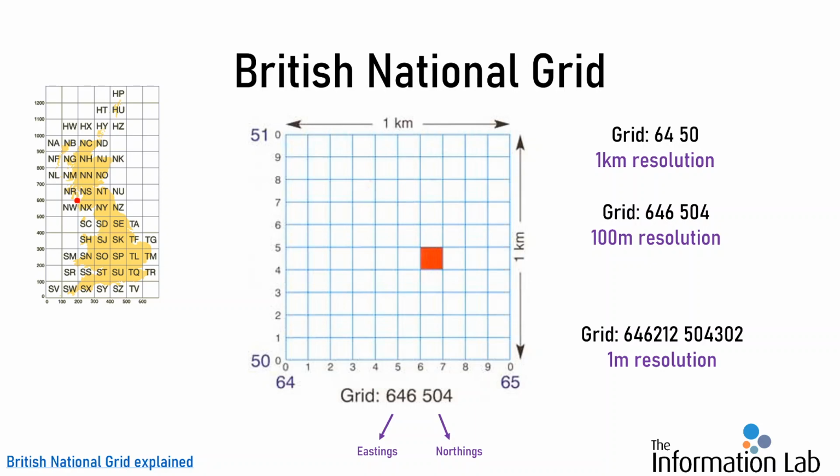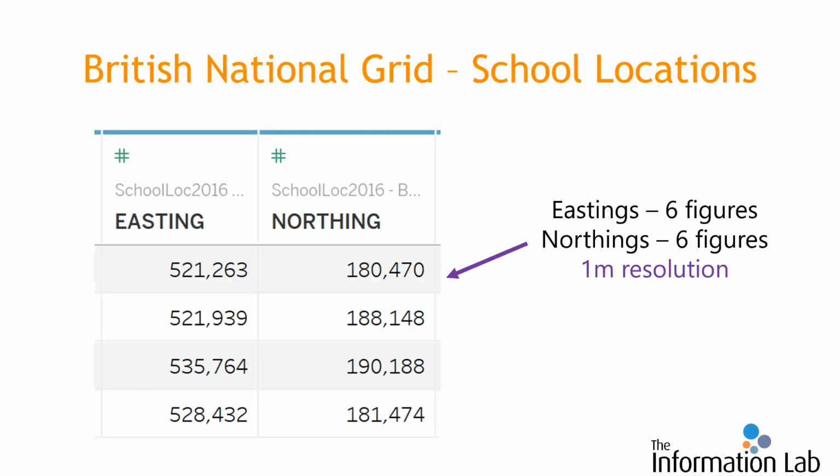And the more we split each grid into subsequently smaller grids of 10, the greater the spatial resolution we get, to the extent that we can have 6 figures in each of the eastings and northings field, and that is a location at a 1-meter resolution. Now, if we reflect back on the schools data set that we have, you can see here that we have 6 figures for each of the fields, eastings and northings. So it would be possible to locate the schools to a very high level of granularity.